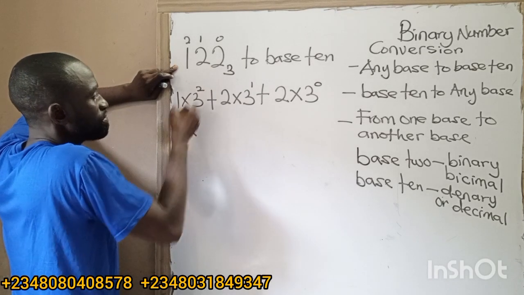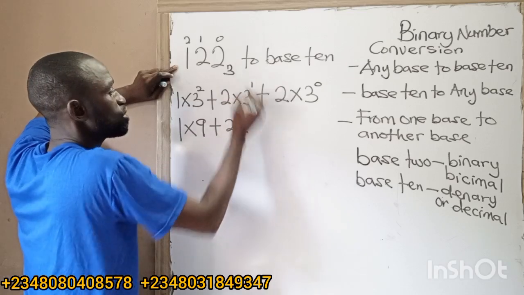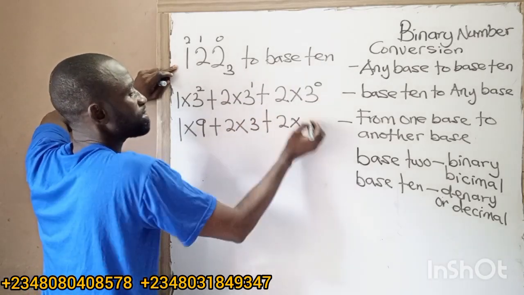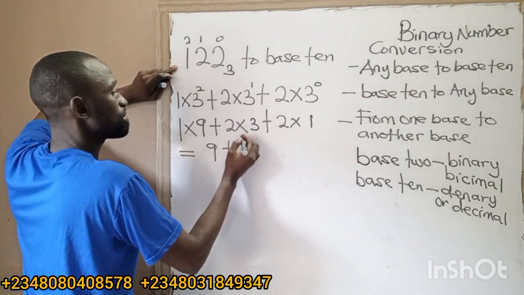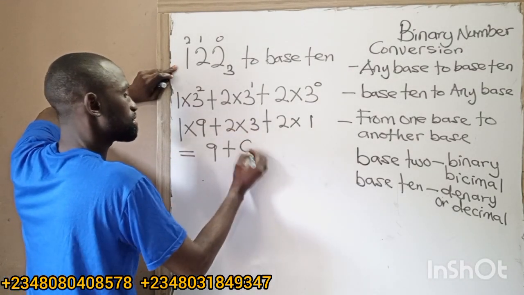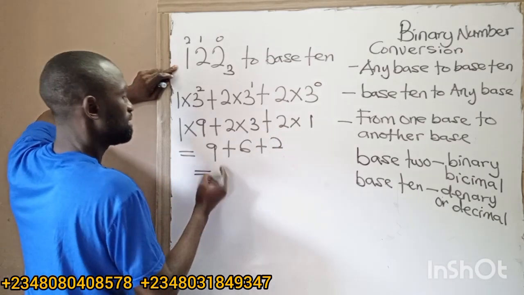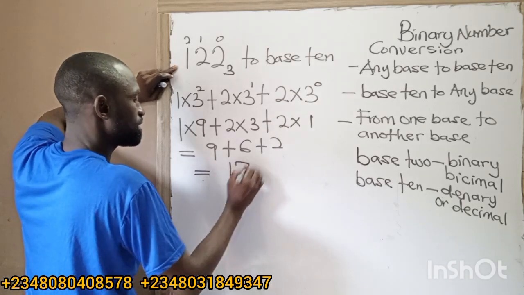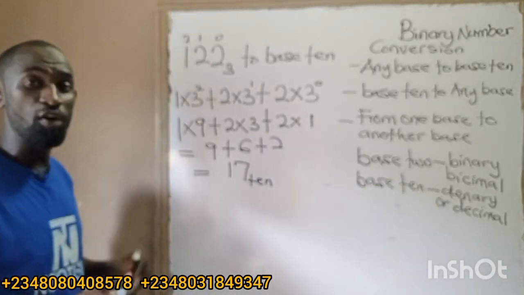We now say 1 times, what is 3 raised to power 2? 9, plus 2 times 3 raised to power 1 is 3, plus 2 times 3 raised to power 0 is 1. So we have 9 plus 2 times 3 is 6, plus 2 times 1 is 2. So what's our final answer? 9 plus 6 is 15, 15 plus 2 is 17. 17 base 10. This is the traditional way of solving it.